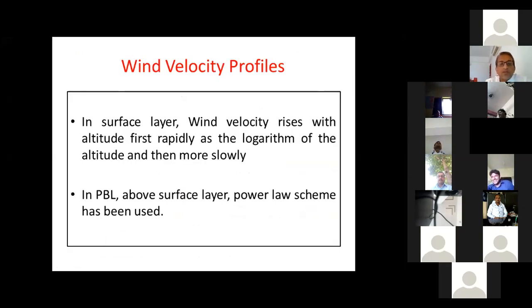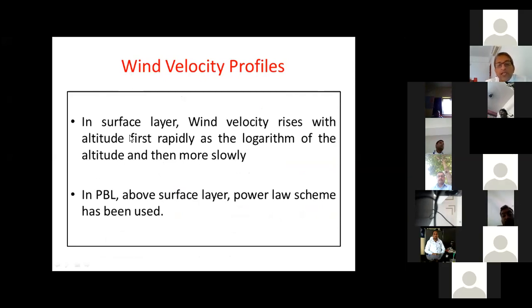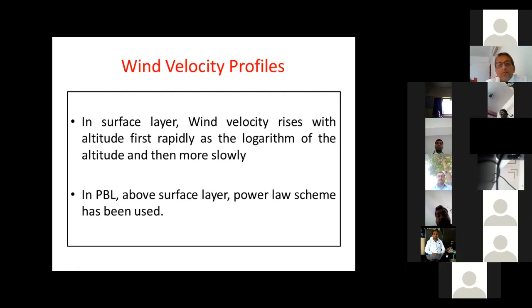Now let's talk about the wind profile. What happens in the wind profile here is that in our model, there are two main parameters which act as input parameters for the model. One is the eddy diffusivity, that is the turbulent diffusion, another is the wind speed. So in the surface layer, the wind velocity rises with altitude rapidly.